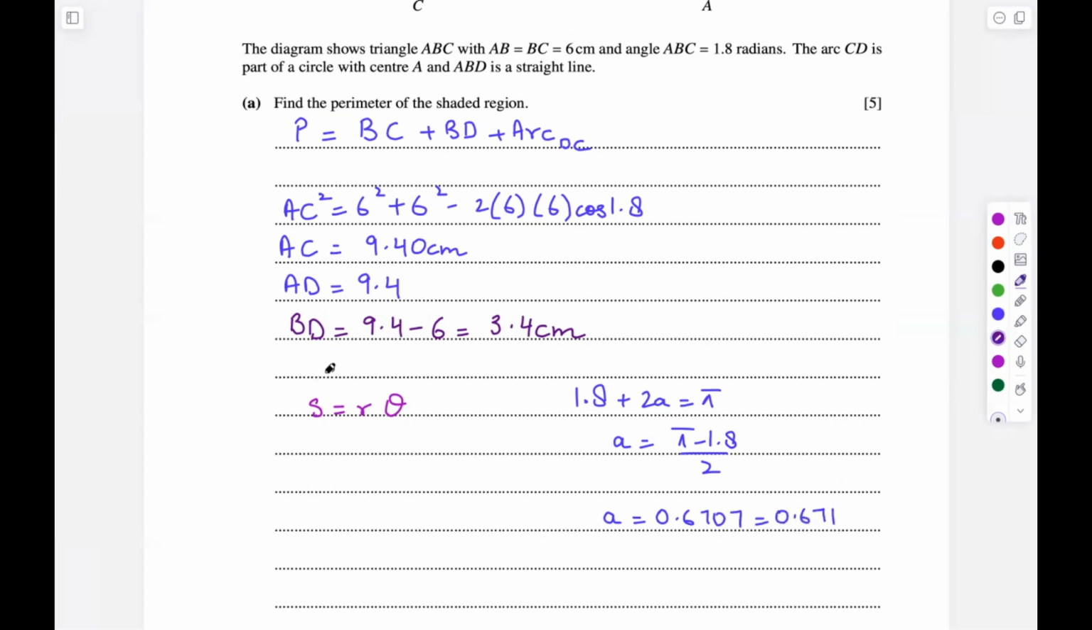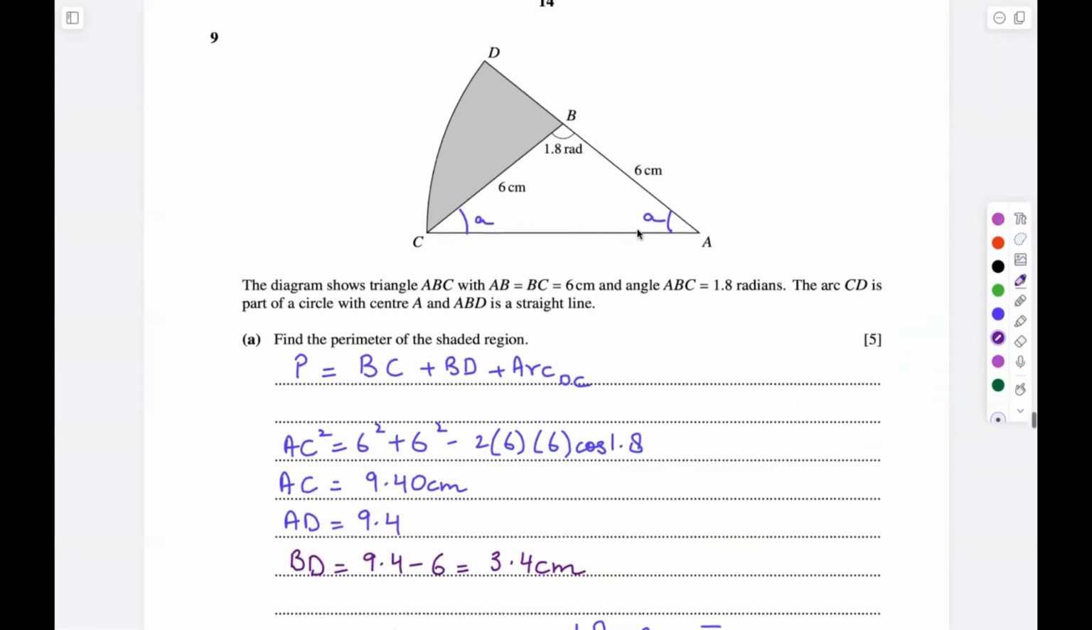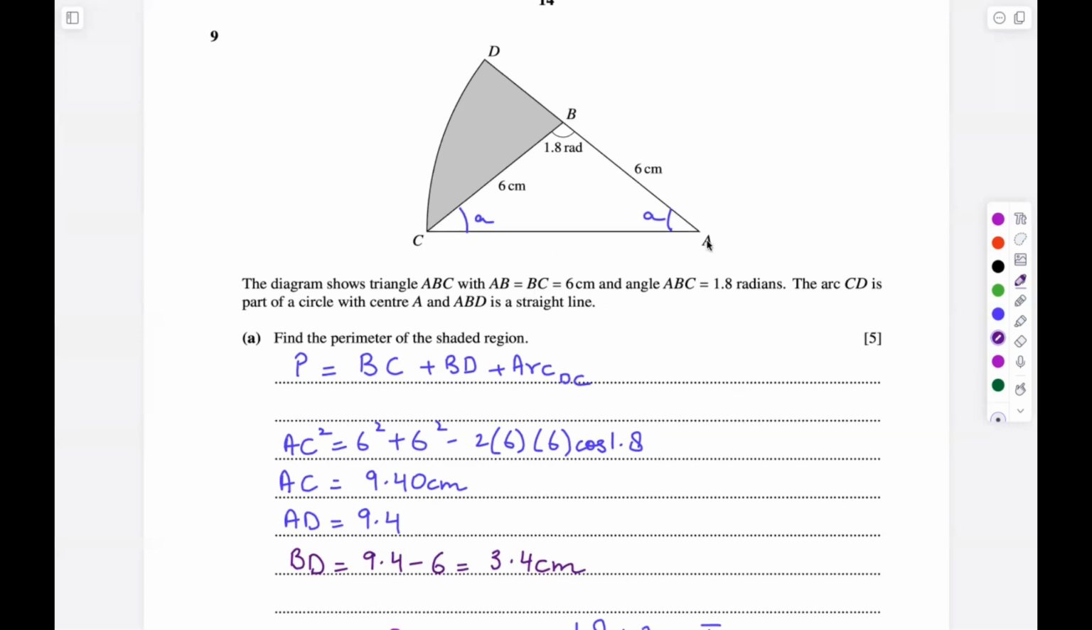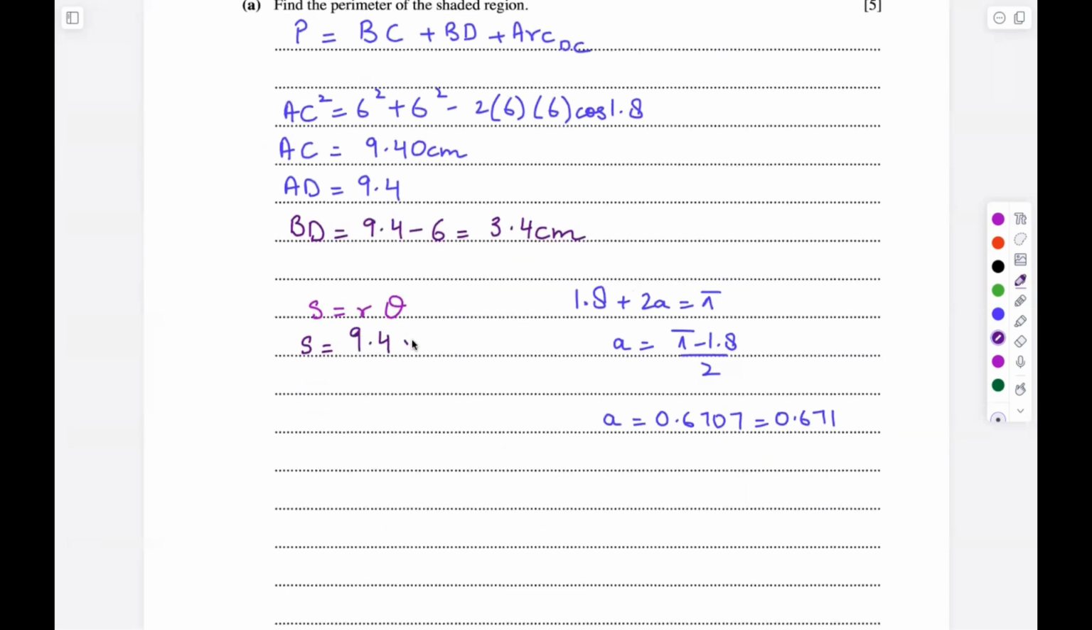Once we have the angle 0.6707, the arc length will be r, the radius of the circle with center A, which is the length AC. So AC was 9.4. So this will be 9.4 multiplied by 0.6707. We always take the complete value when we are calculating and then round off in the end. So 9.4 into 0.6707 will be equal to 6.306.